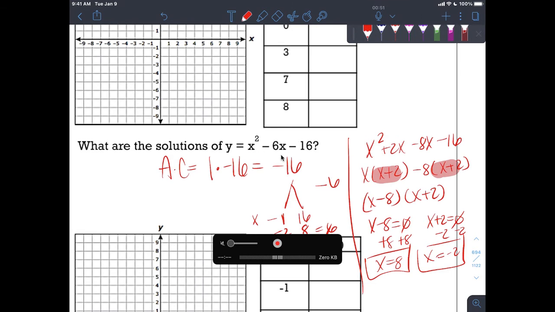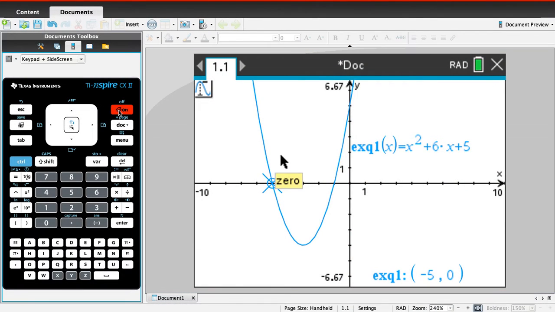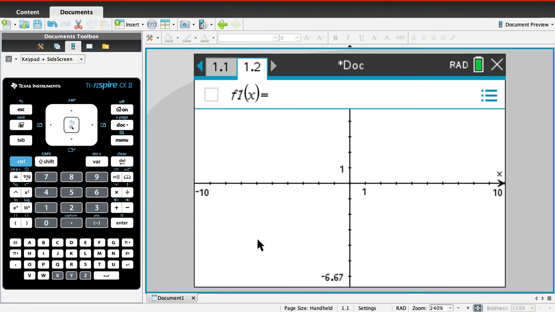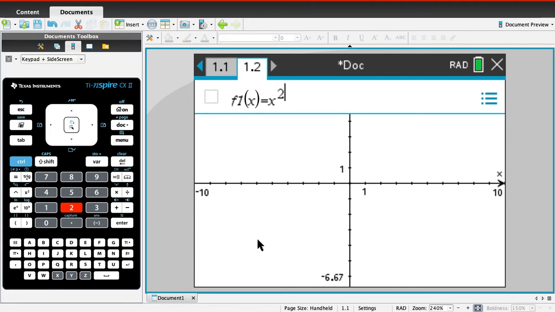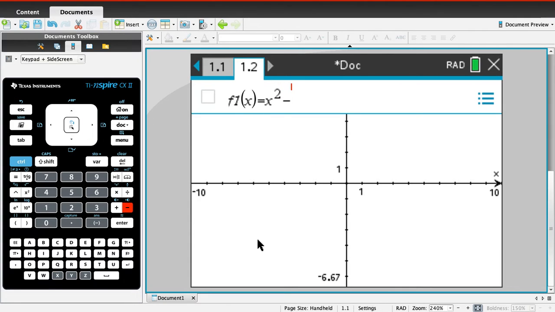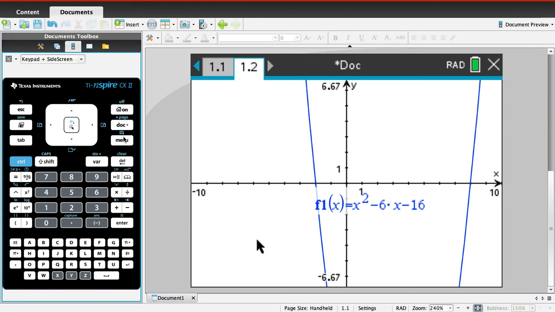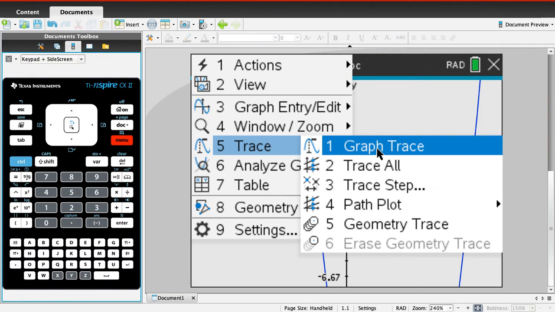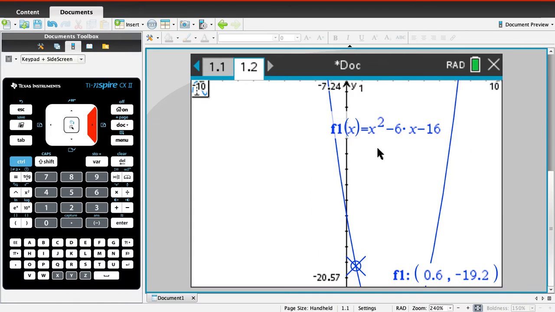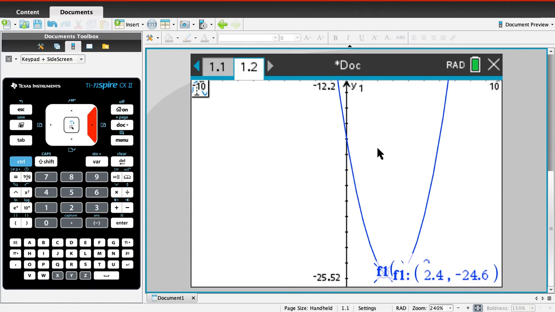So let me go ahead and graph this. I'm going to show a different way. So I'm going to start a new graph. I'm going to say x to the power of 2 minus 6x minus 16. And let's go ahead and do a graph trace on here as well. Okay, so let's head down, down, down, down, down.